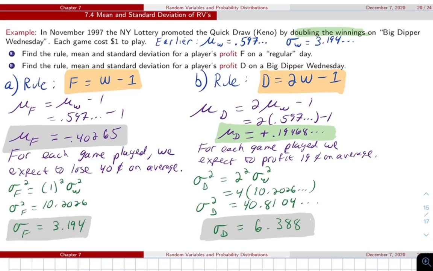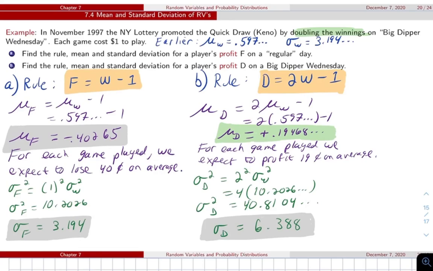So the two questions we need to answer is find the rule for the profit and then find the rule for Big Dipper Wednesdays. Now profit means I'm now going to factor in the cost of me playing this game. So the average winnings was 59 or 60 cents, but it cost me $1 to play every time. So my rule is my profit F is my winnings minus the $1 that it cost me to play. What's my new mean? Take the old mean, subtract 1, or add a negative 1, I get negative 0.4265, which means on average I expect to lose 40 cents every time I play.